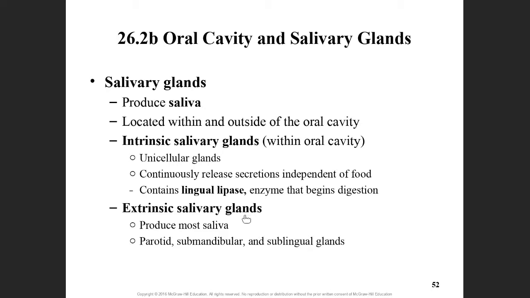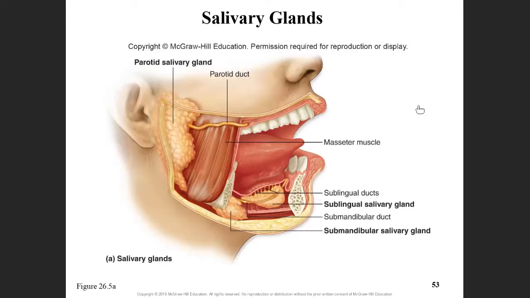And we have a group of salivary glands which we call extrinsic salivary glands, and they produce most of the saliva which we have. They are classified as parotid, submandibular, and sublingual salivary glands. In this picture, you can see the location of them.